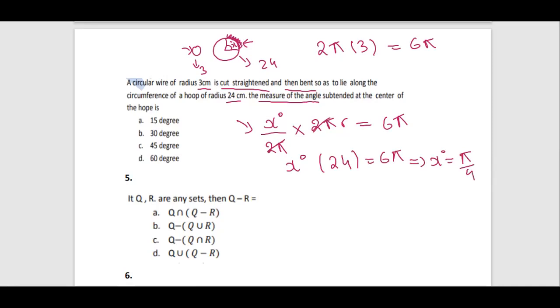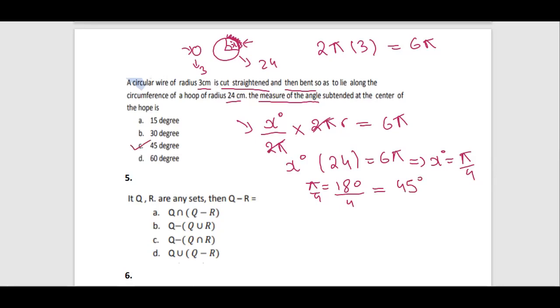Now our answer is in radians, and we need to convert this into degrees. So if pi is 180, then pi by 4 is going to be 45 degrees. So this is the answer.